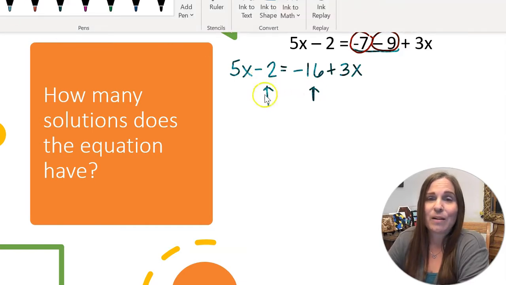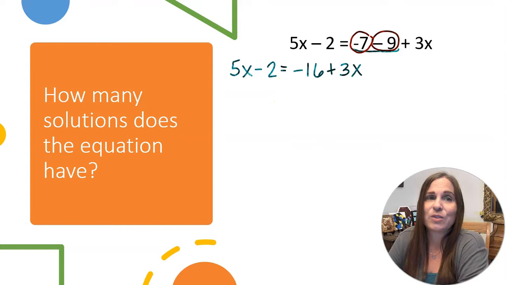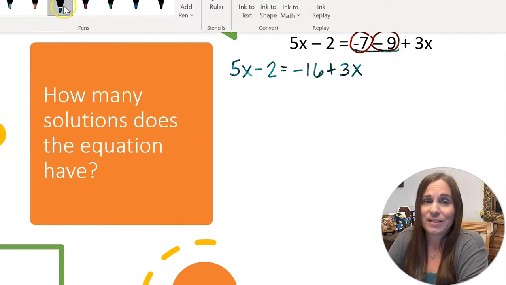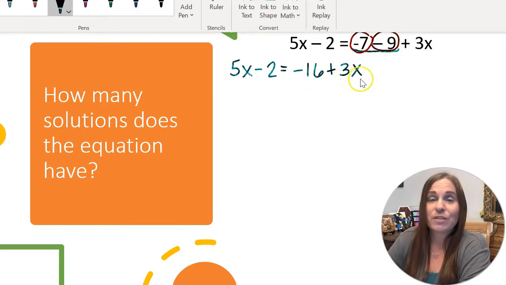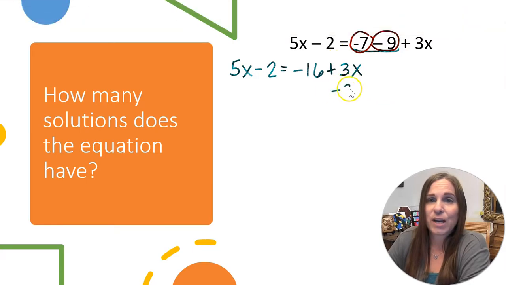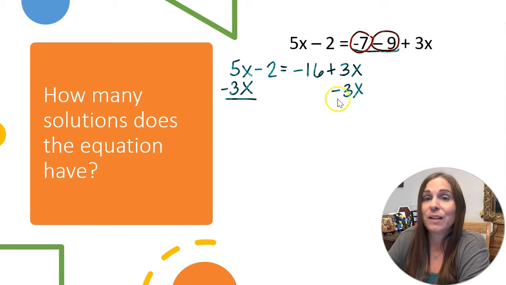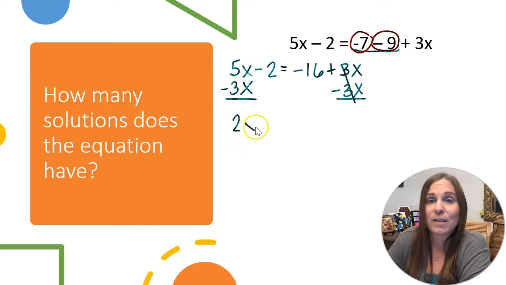So this is where I would look to see which of my x terms is smaller and do the inverse operation for that one. So 3x is smaller. The inverse of adding 3x would be to subtract 3x. And I do that from both sides, but only to the like terms. Remember, I can only add or subtract like terms. So those cancel. 5x minus 3x is 2x. Bring down everything else.